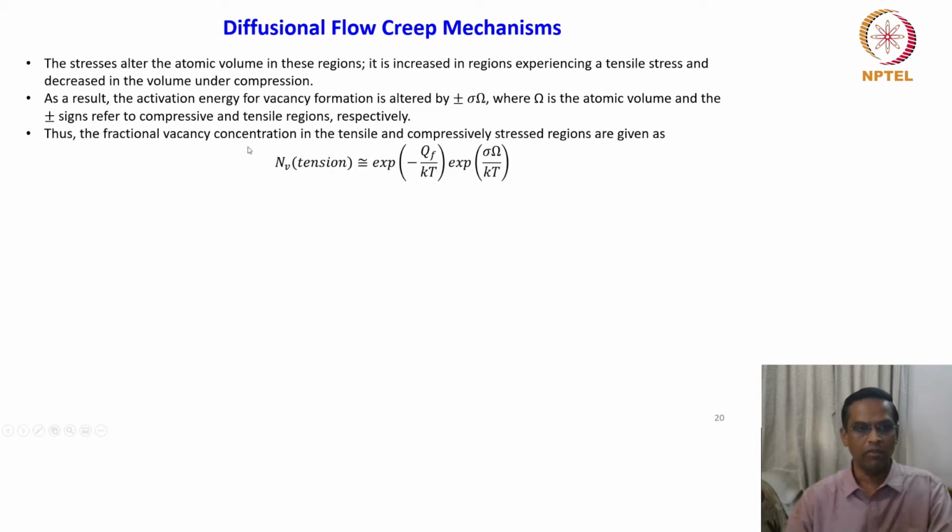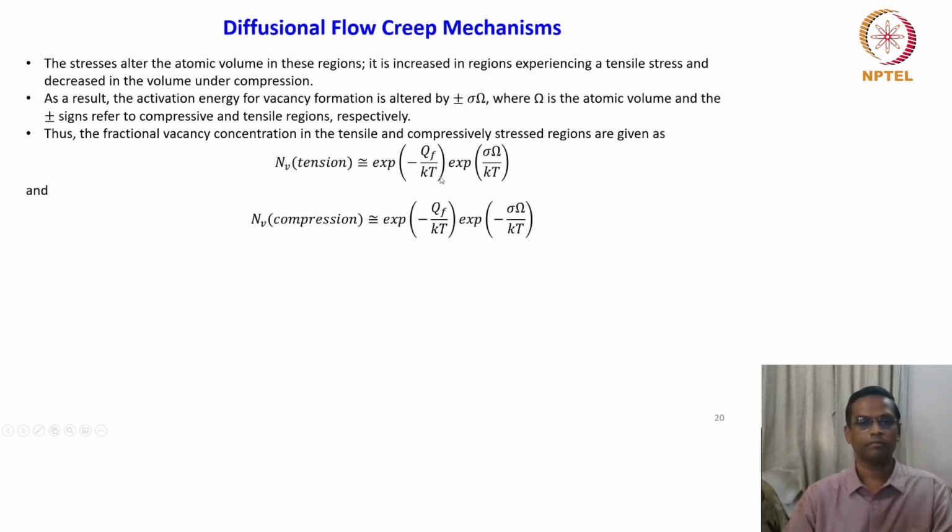Thus, the fractional vacancy concentration in the tensile and compressively stressed regions is given by N_V, the fraction of vacancies. In tension, N_V is approximately equal to exp(-Q_F/kT) times exp(σΩ/kT). So it's the same type of expression we will get. And in compression, N_V is equal to exp(-Q_F/kT) times exp(-σΩ/kT). The minus sign is because of the compression, just to make a difference between these two.